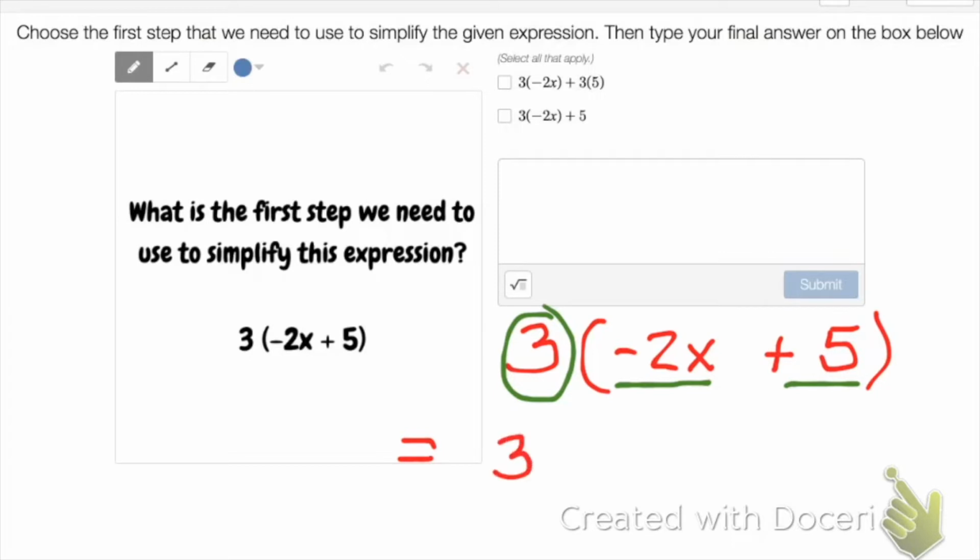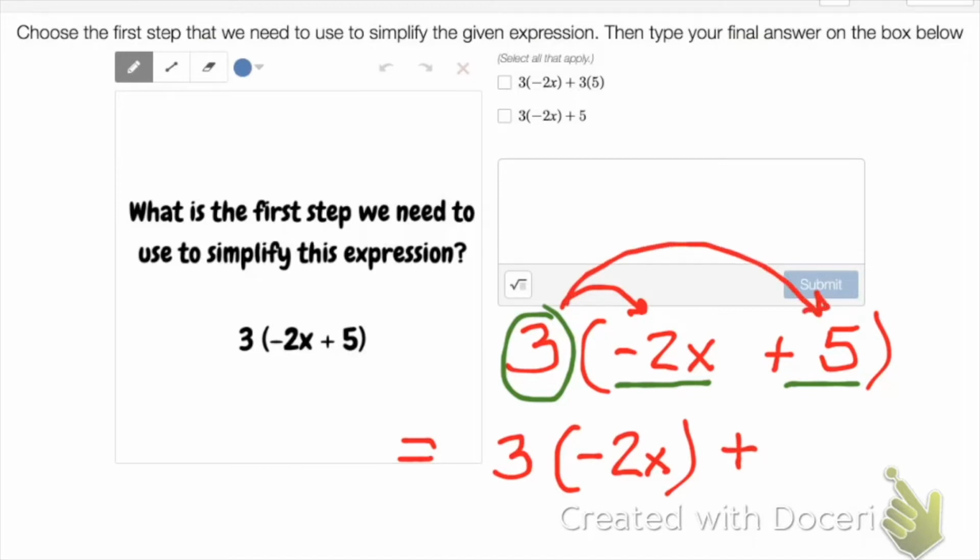So the first one we take is 3 times the first term, negative 2x. So we have 3 times negative 2x. And then we drop down the sign, which is addition. And then we take 3 times the second term, which is 5, 3 times 5. So the first step here is 3 times negative 2x plus 3 times 5.